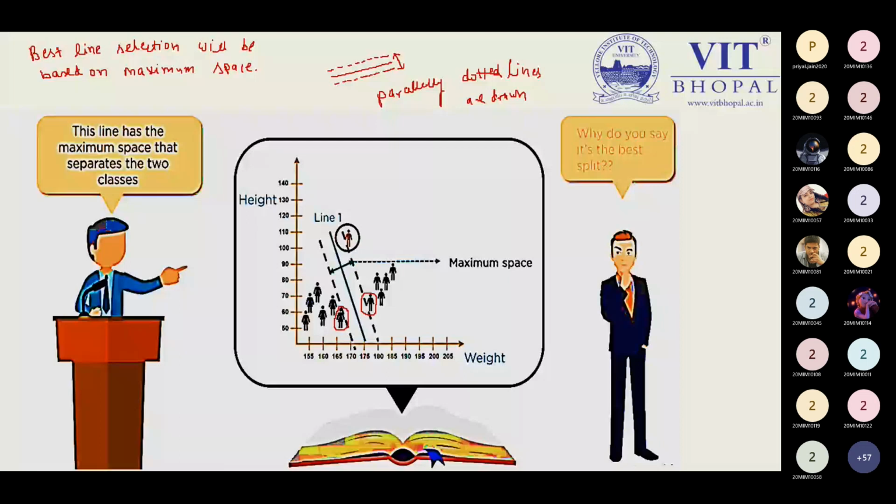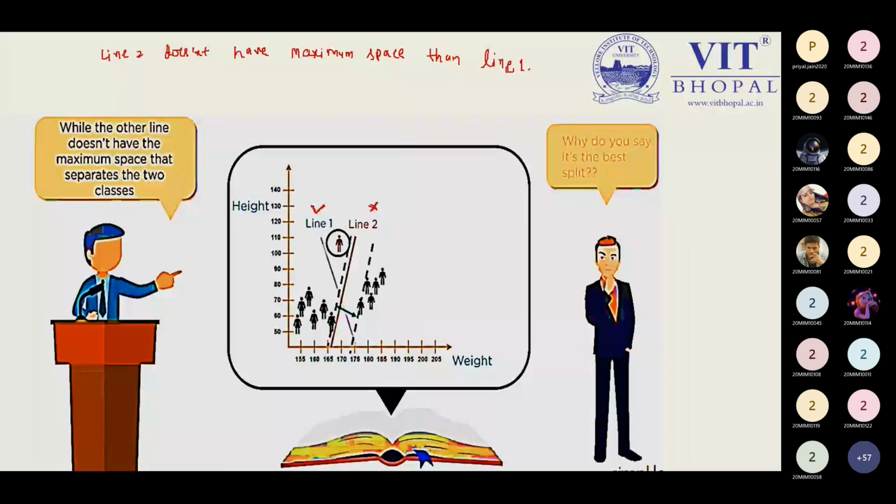Line 2 does not have the maximum space compared to line 1. The other line does not have the maximum space that separates the two classes, so that's why line 2 will not be selected. You can observe over here that the maximum space of line 2 is not more than the maximum space of line 1. That is the only reason.